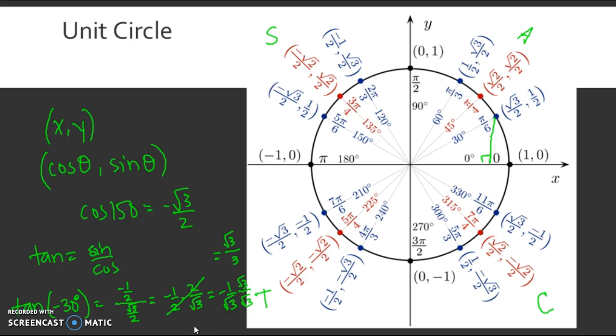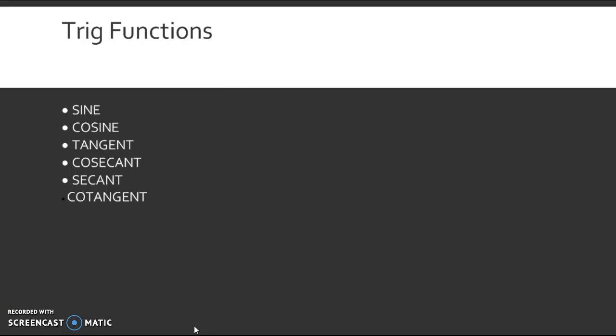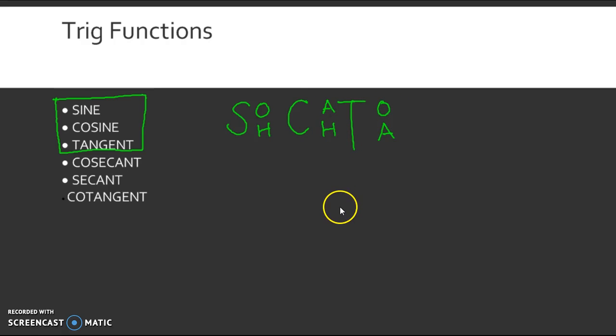All right, so cosine is x, sine is y, and tangent is sine divided by cosine. Then we also looked at our different trig functions. We have our 3 that we've seen before, right? And we remember those with SOHCAHTOA. So sine is opposite over hypotenuse, cosine is adjacent over hypotenuse, and tangent is opposite over adjacent. Right? And that's all in reference to the sides of your triangle.